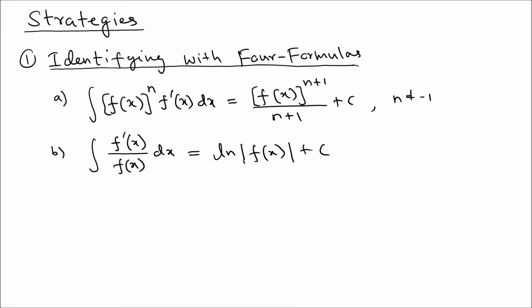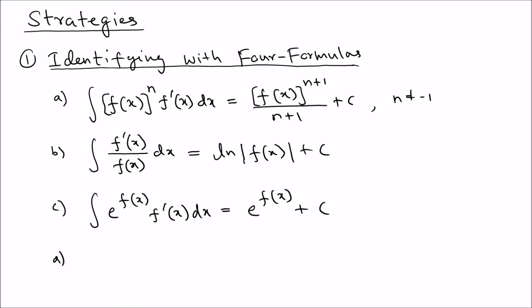Then we have the exponential function situation. When you have an exponential function, e to the f x times f prime x dx, it simply equals e to the f x plus c. And then the last one is actually a special case of the first, but we can list it as a special situation because this is very useful when you try to do integration by parts.